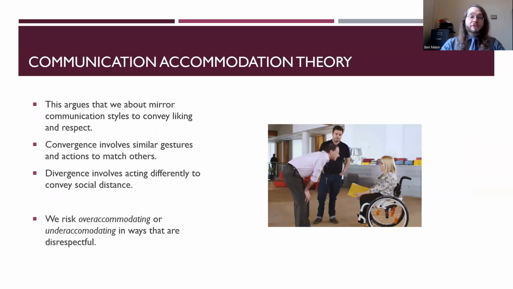So communication accommodation theory is something that's super relevant in talking about this issue, right? We oftentimes, when we communicate about health and related issues, are going to mirror our communication styles, right? We communicate in a way that's similar to the person that we're communicating to. We converge, we make similar nonverbal and verbal elements of our communication, whereas divergence might be communicating in a way that's very different. What this is relevant to is the ways in which we might over or under accommodate our communication.